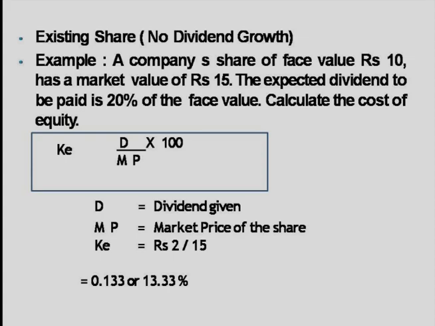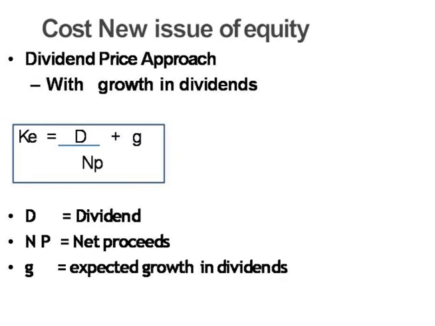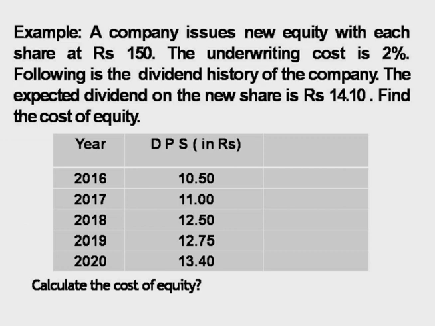So in that case, the formula will remain the same and we add the growth rate G. So Ke is equal to D divided by NP plus G. G is the expected growth in dividend. So this would be a little tricky, and we can understand it with this classical example.